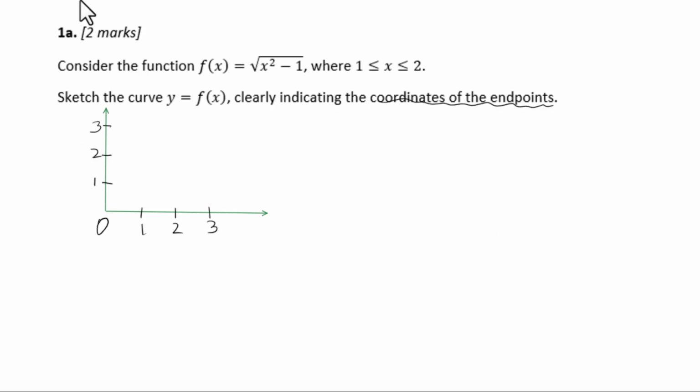Coordinates of endpoints. When x equals 1, y is 0. When x equals 2, y is the square root of 3. Plot these 2 points. This question has 2 marks. 1 mark for the shape of the graph. Second mark will be the coordinates of the endpoints.